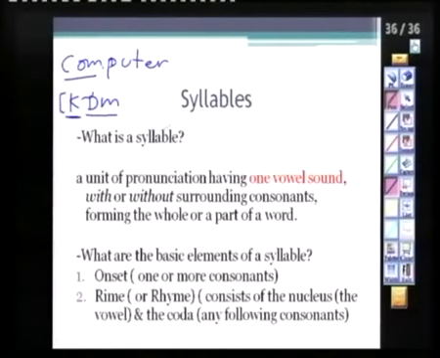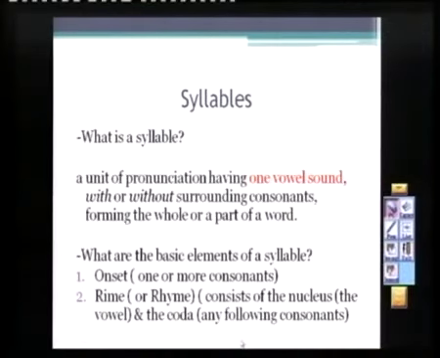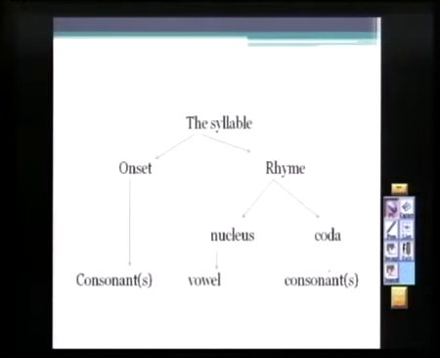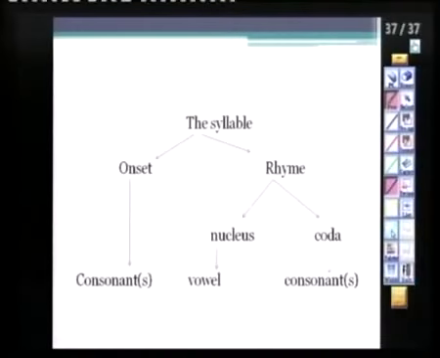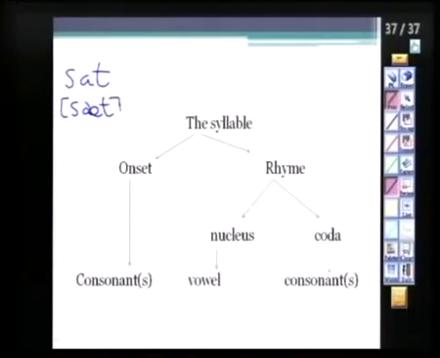Let me show you the tree that I drew for you to understand what I'm talking about. Just a second. Okay. This is the syllable and what it consists of. Okay. So let's have a word that has one syllable. Let's say like the word sat. How many syllables in the word sat? One vowel is one sound. Let me transcribe it first. Sat. Okay, let's see what this word consists of. We said it consists of one syllable.